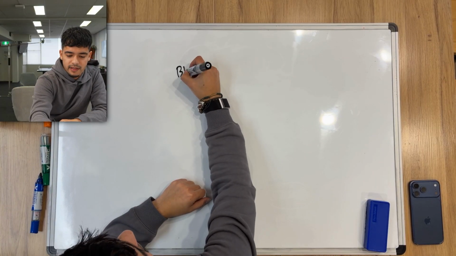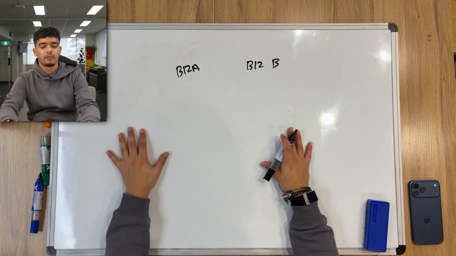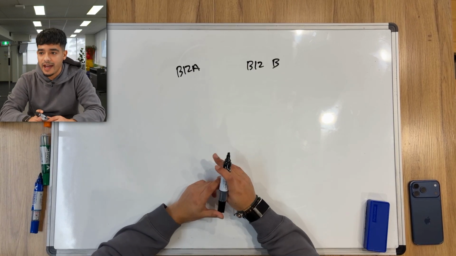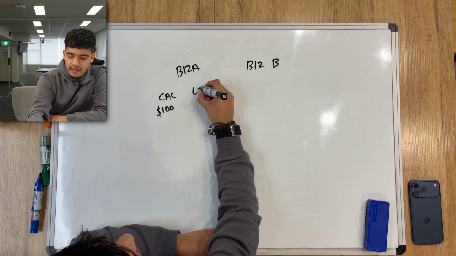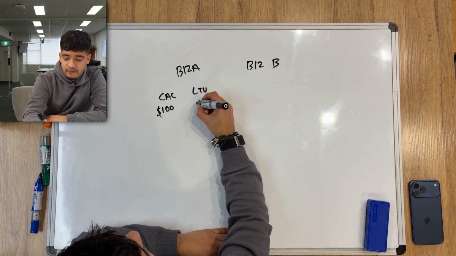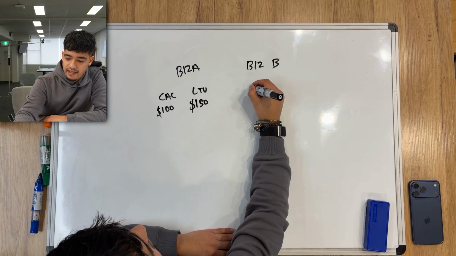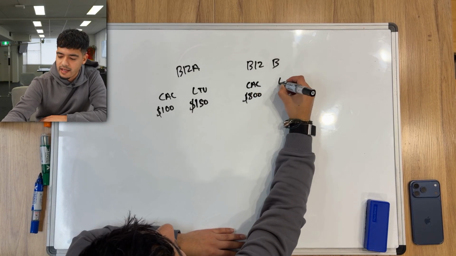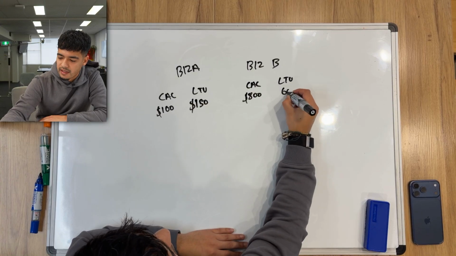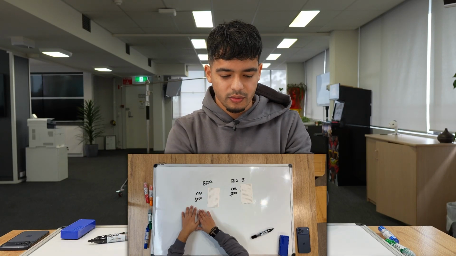We'll call it Biz A and Biz B on how they will both operate with their lifetime value and CAC. Let's say business A has a CAC of $100 and a lifetime value of $150, and business B has a CAC of $800 and a lifetime value of $6,000.